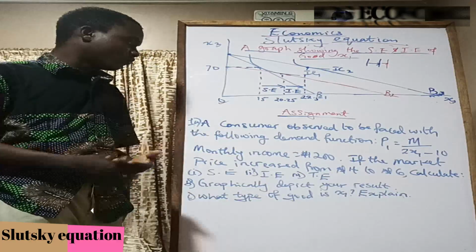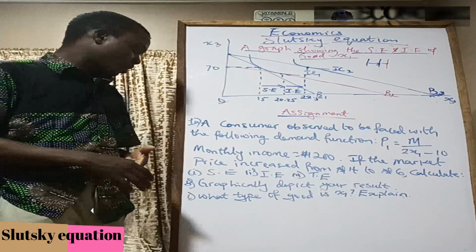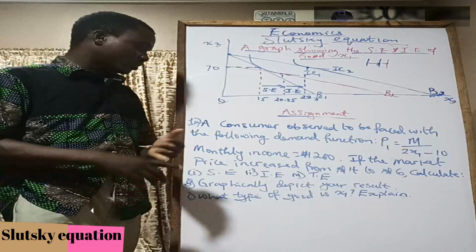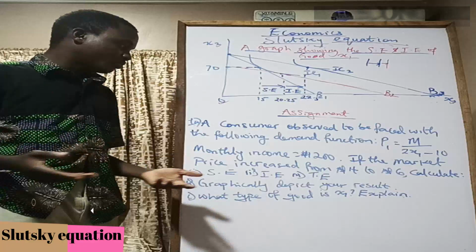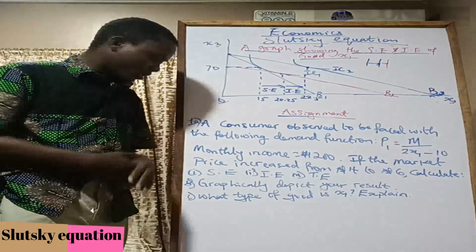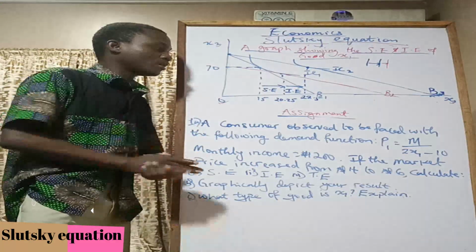So, monthly income of 1,200. Now, if the market price is increased from 4 to 6 naira, calculate one, the substitution effect, two, the income effect, and three, the total effect. Then B, graphically depict your results, something like what we did earlier. Then, what type of good is x1? Explain. So yeah, that's it.